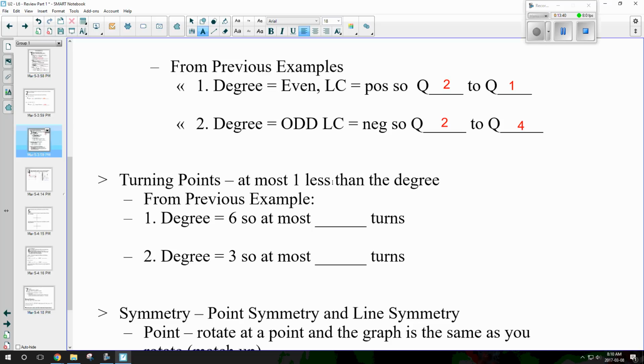So again, looking at our previous example, if our degree for number 1 was 6, we know the most amount of turns that our graph can have is then 5, because it has to be at most one less than the number of degrees. Similarly, for example, number 2, we had a degree of 3. So again, the most amount of turns that we can have in our graph is 2 turns, because it has to be one less than the amount of the degree.